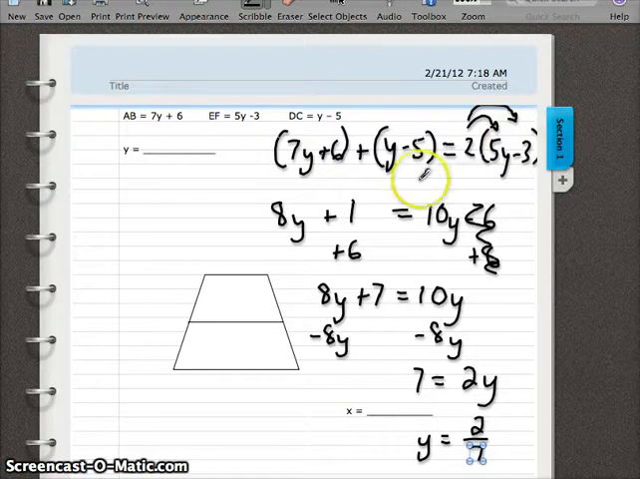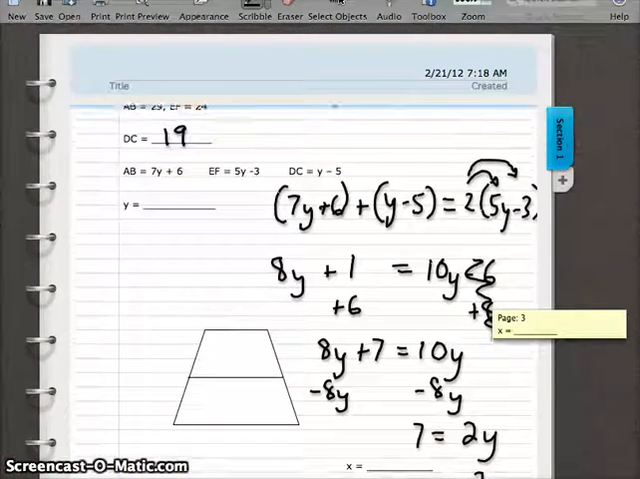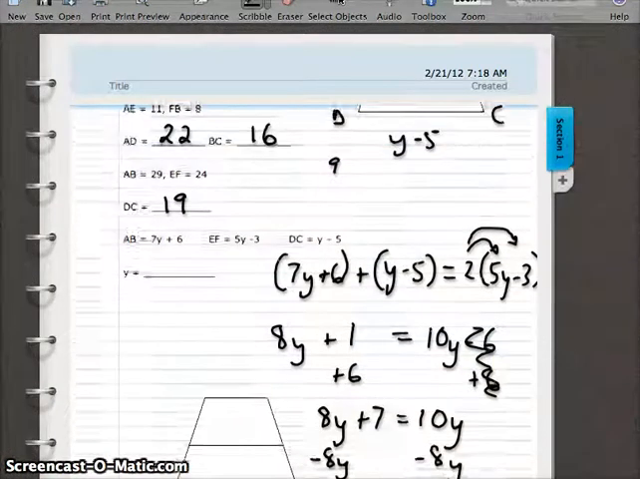So we had to use our knowledge of that equation, b1 plus b2 divided by 2 equals the median length, to solve for a variable using some algebra there. Alright, so that's a basic introduction there to trapezoids and some math you can do with them. Good luck practicing.